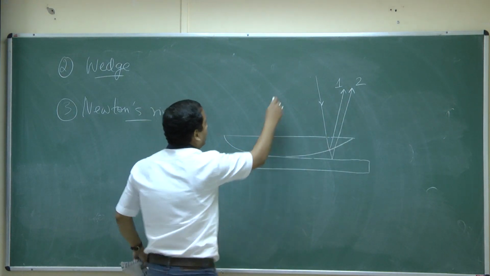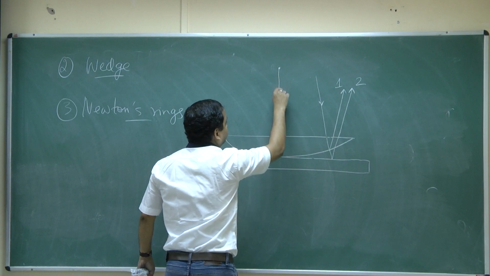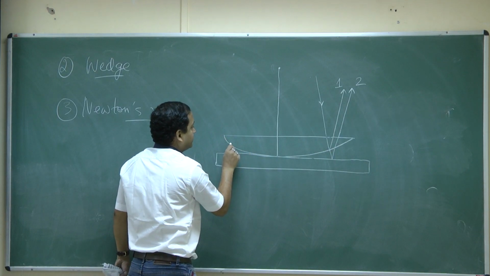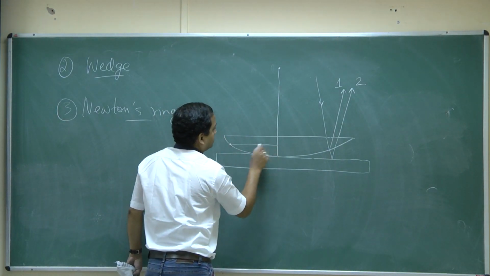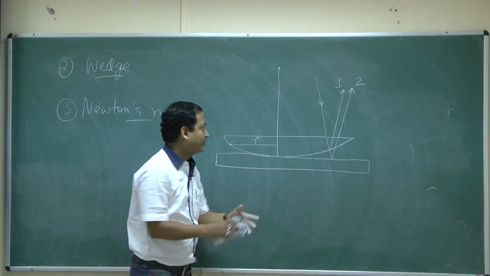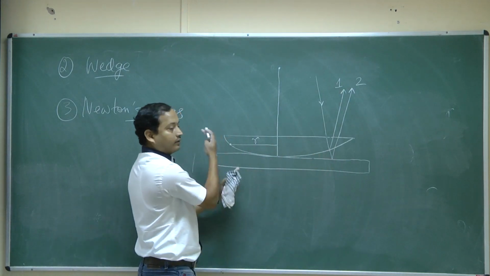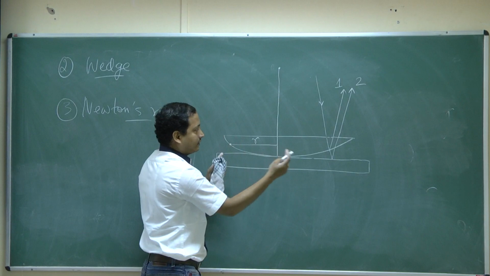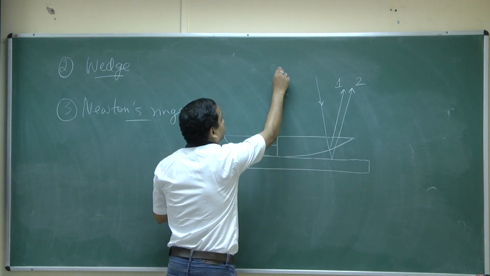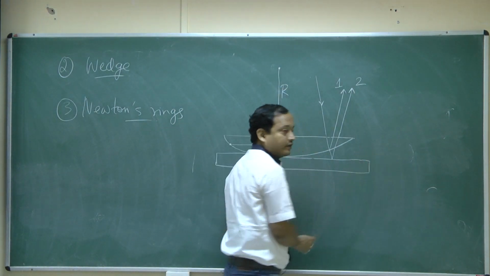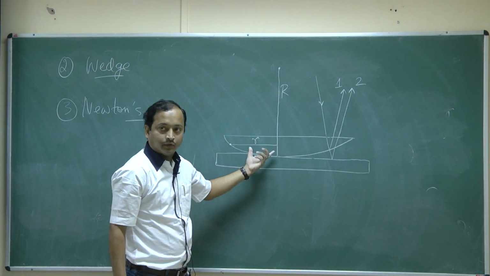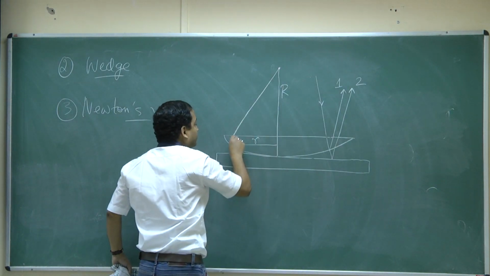One would like to understand the path difference between ray 1 and ray 2. For this, take an equivalent point on this side, and call r the radius of that point, because this is a lens, so the point would lie on a circle. This is the radius of that circle, where this distance happens. Capital R is the radius of curvature of the big lens, from this point to this point, and small r is the radius of the ring. Then we can find this distance.